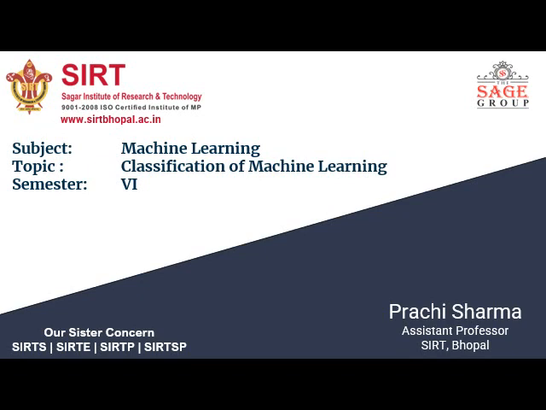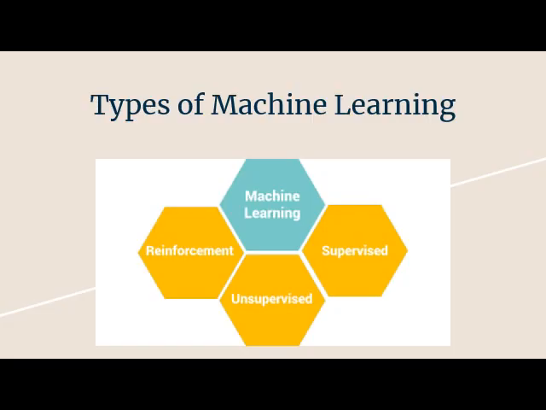In today's lecture, we will learn about the classification of the machine learning algorithms. In this, we will learn about the types of algorithms. So these are the types of machine learning algorithm. First one is the supervised learning. Second is unsupervised learning, and the third one is reinforcement learning. There is one more type that is called the semi-supervised learning algorithm.